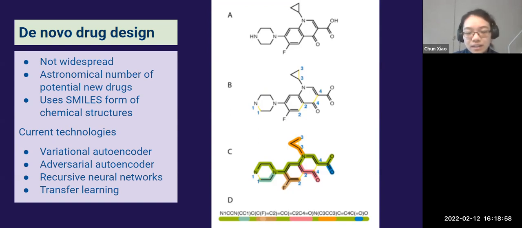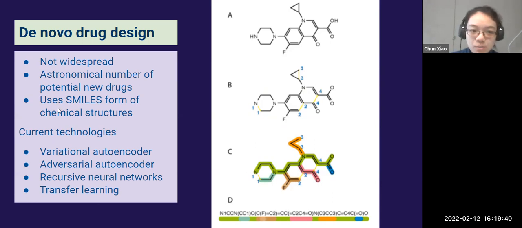But the benefit of using it is that there's an astronomical number of potential new drugs that we can discover. The number is truly difficult to conceptualize. It's like 10 to the power of 23 or something like that. And there's a benefit to using machine learning algorithms because, as I mentioned before, there have been advances in the processing power of computers, so they can process a lot of information at once, and thus they can explore the potential of a lot of these new drugs.